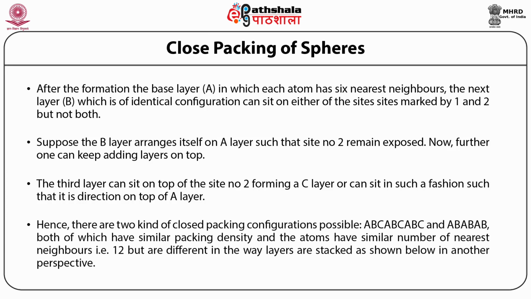Hence, there are two kinds of close packing configurations possible, that is ABC, ABC, ABC and AB, AB, AB, both of which have similar packing density and the atoms have a similar number of nearest neighbors, that is 12, but are different in the way layers are stacked, as shown in another perspective.